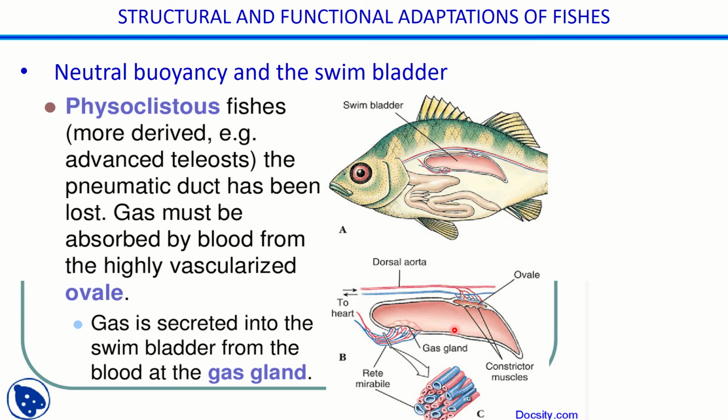Because the swim bladder is filled with air, it actually acts like a storage bag that helps with some gaseous exchange, especially when the oxygen concentrations in the water body go down. So it has this resilience to deal with lower oxygen levels, and that's because of its swim bladder. Let's go back one. Gas is secreted into the swim bladder from the blood at the gas gland. Easy peasy.